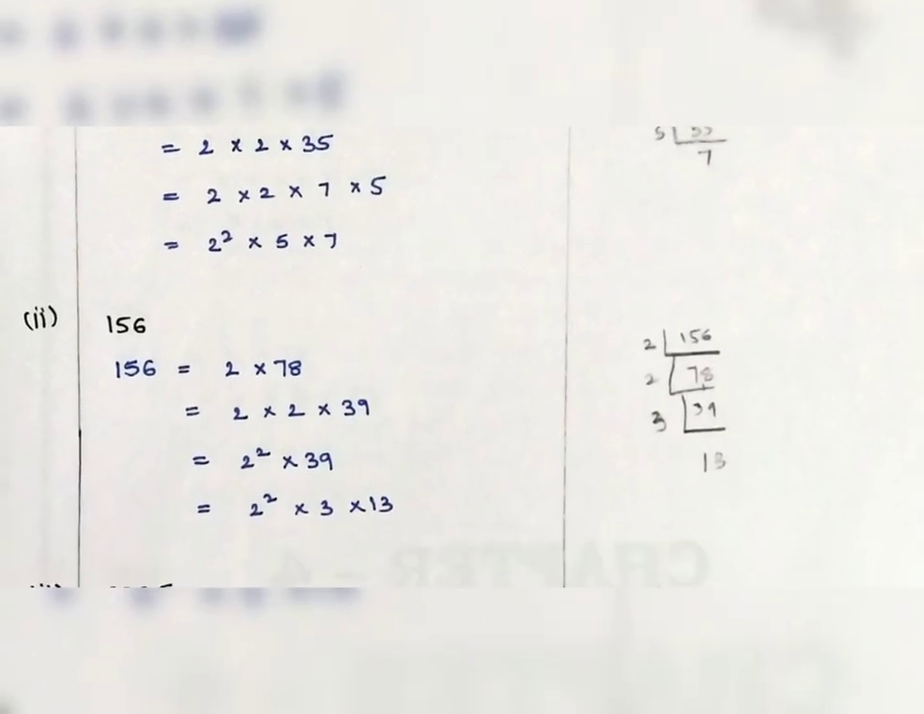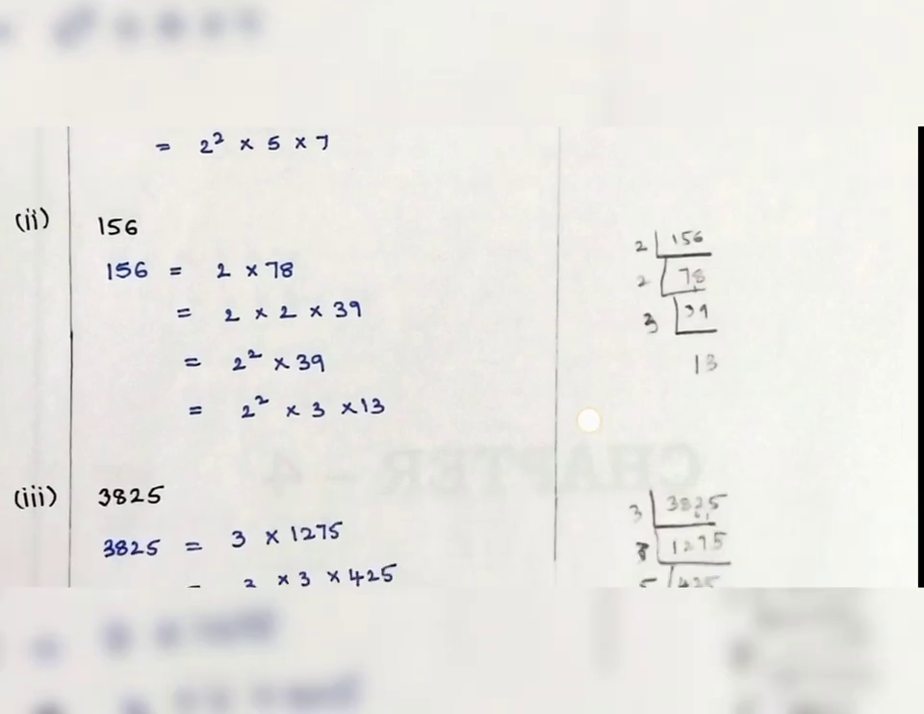Next is 156. 156 can be written as 2 into 78. 78 can be written as 2 into 39. 39 can be written as 3 into 13. That is 2 square into 3 into 13. Further we cannot factor anything. So 156 can be expressed in prime factorization as 2 square into 3 into 13.